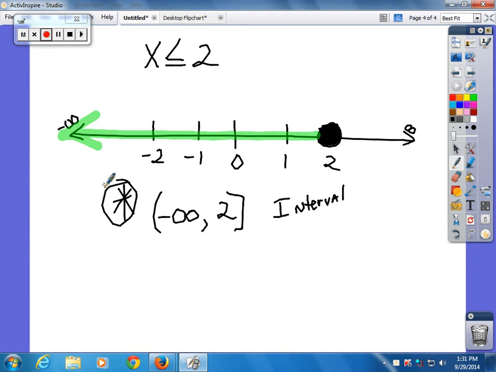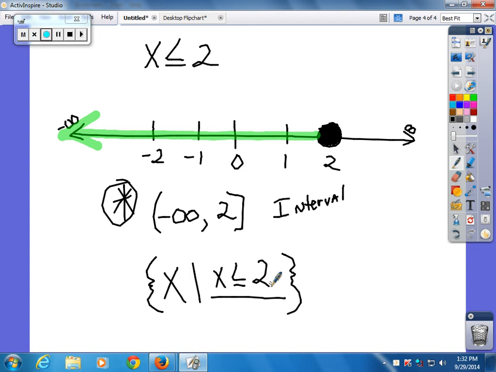Set builder notation is real easy. You draw two braces. You put x such that, that's set builder notation. And then you put your answer right there. x is what? Less than or equal to 2. And that's how you do set builder notation.